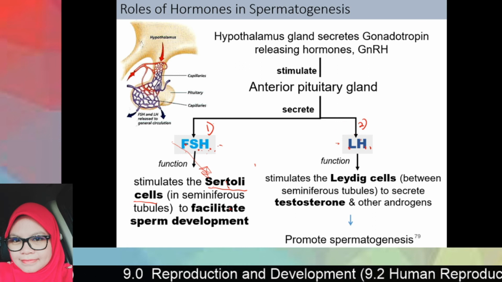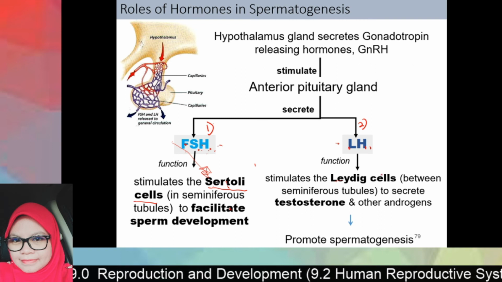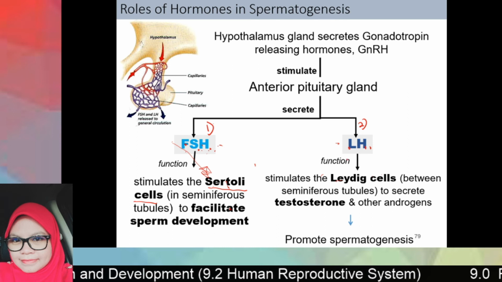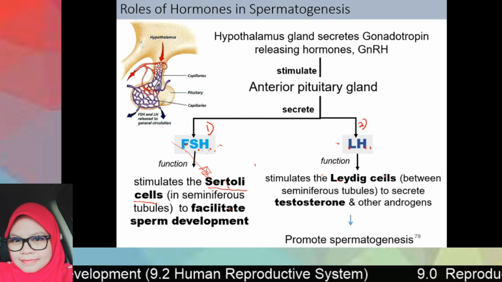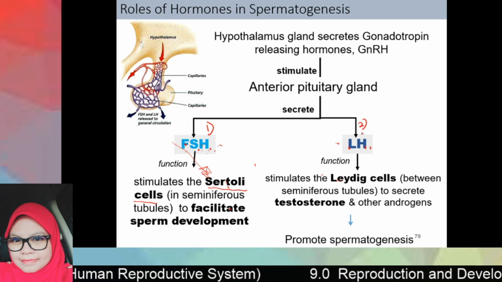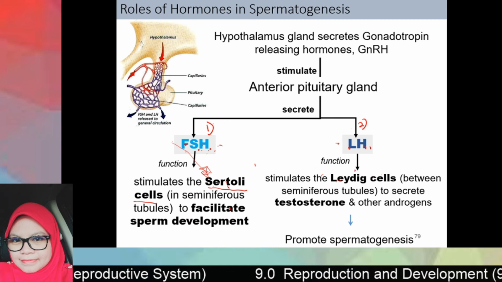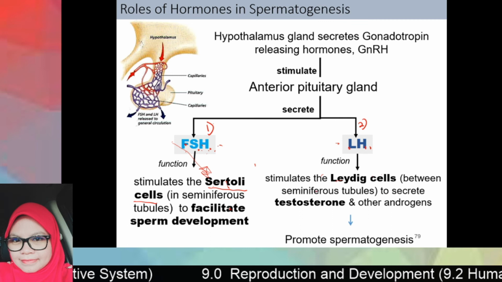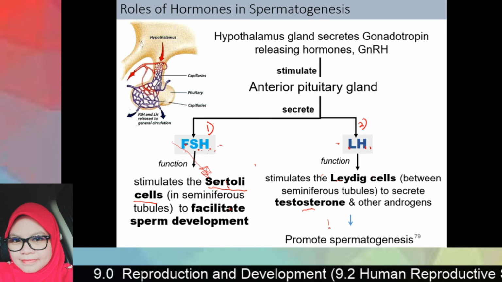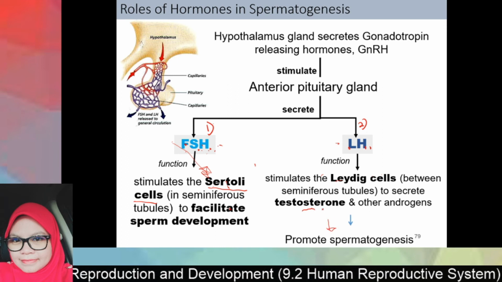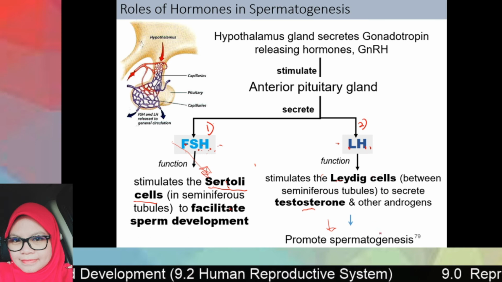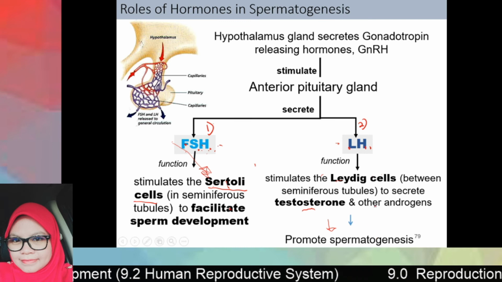LH pula, dia punya target cell is the Leydig cell. Ingat tadi, Leydig cell is interstitial cell between the seminiferous tubules. So this Leydig cell's function is to secrete testosterone. So LH will stimulate Leydig cell to secrete testosterone and other androgens. This testosterone, in a direct way, will promote spermatogenesis. Bila makin banyak hormon testosteron, makin lajulah, makin galaklah proses spermatogenesis berlaku.